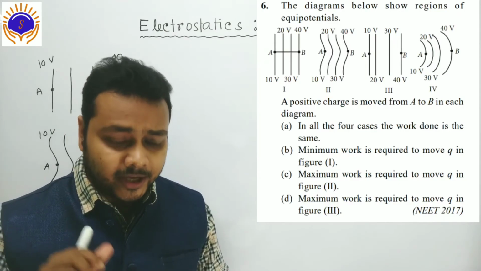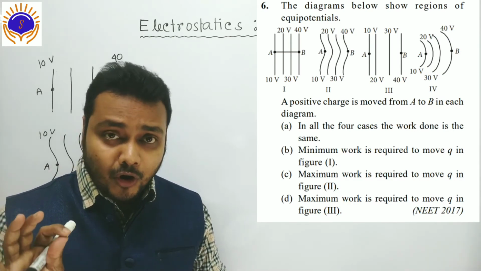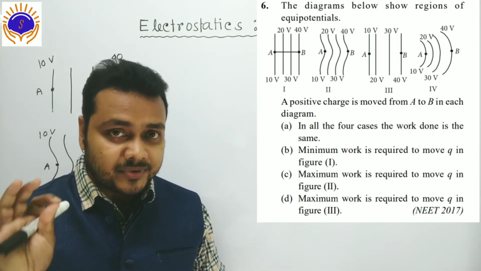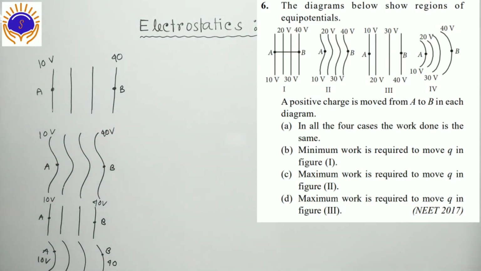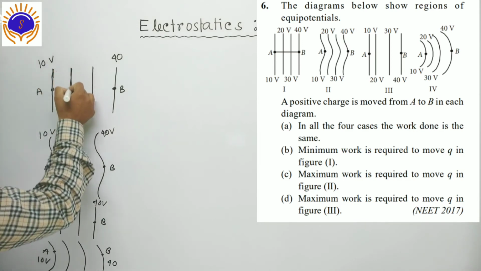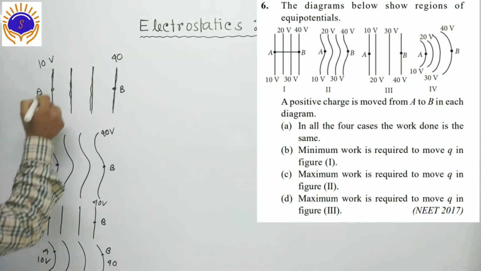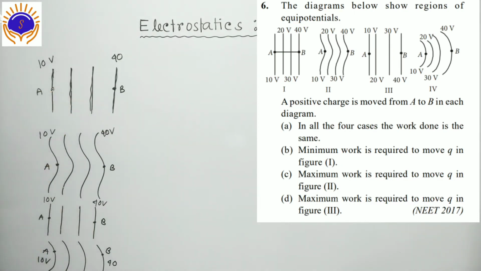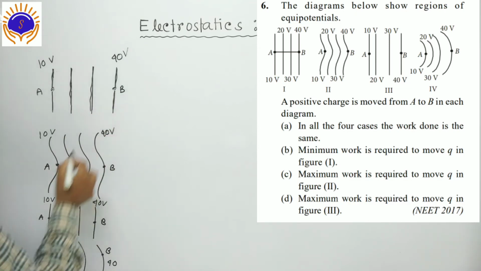Read this question very carefully. There are 4 diagrams given and all are equipotential surfaces. Now look at this problem. Now look at the first diagram. These lines denote equipotential surfaces. Okay, in the case of the first surface, the potential is 10 volt. In the case of the last surface, the potential is 40 volt.